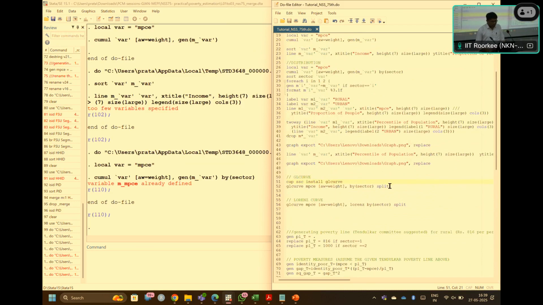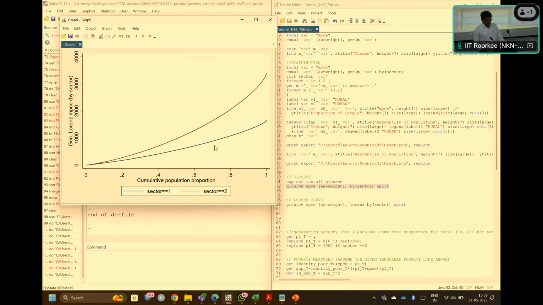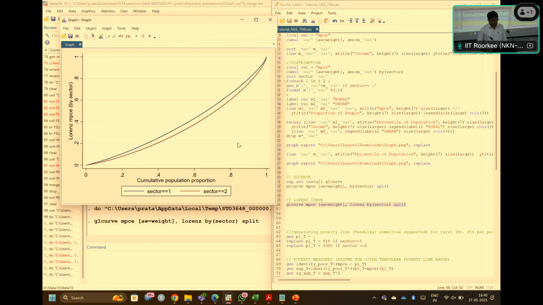Okay, so let's just try to run it. You will probably find... okay, so here for the GL, I'm simultaneously running both these things together to check how this is working. For sector here, 1 stands for rural and 2 stands for urban. Now this is our GL curve through the MPC and by sector.